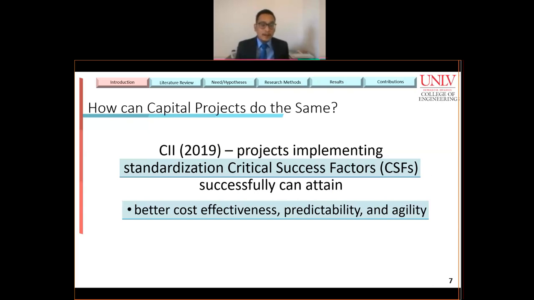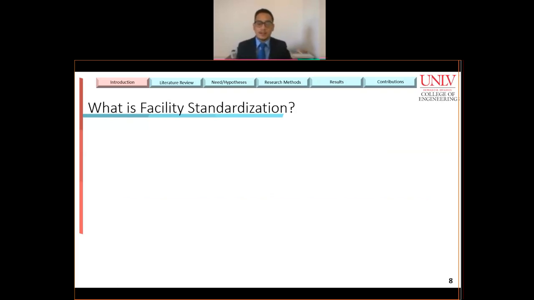Well, CII suggested that projects implementing standardization critical success factors can successfully attain better cost performance, predictability, and agility. However, before delving into the critical success factors, which is the main part of this study, let's talk about standardization first and what it is. So what is facility standardization?